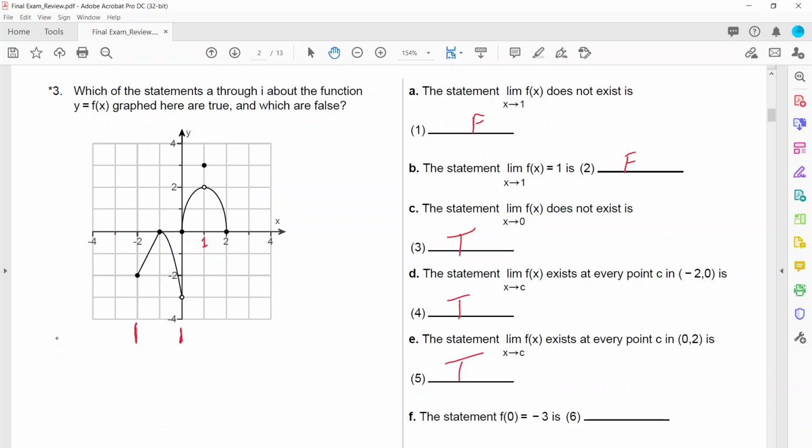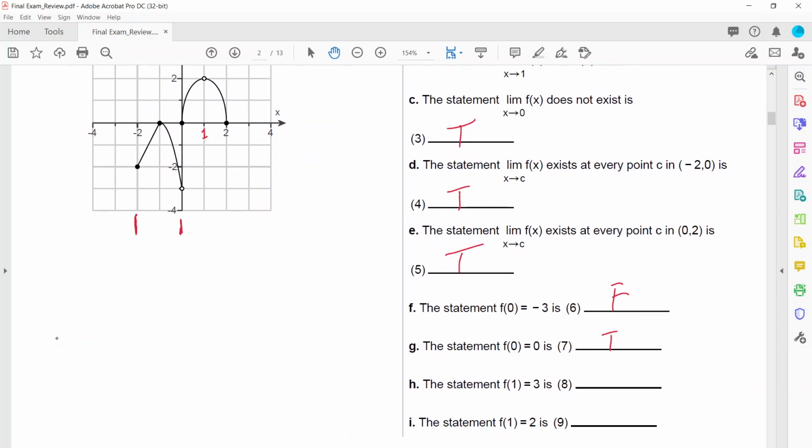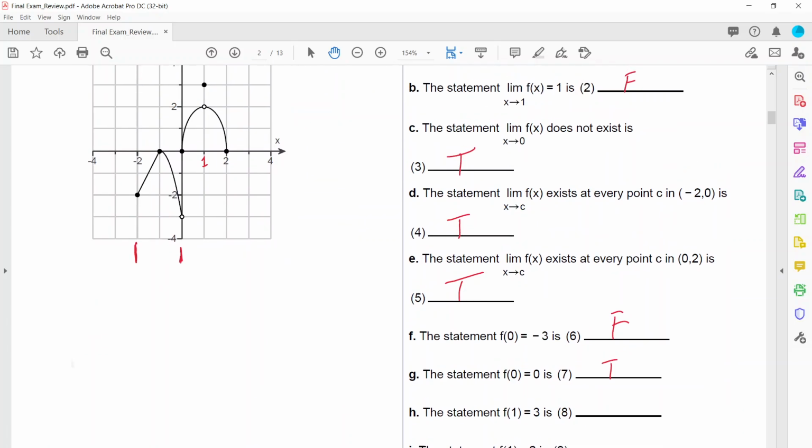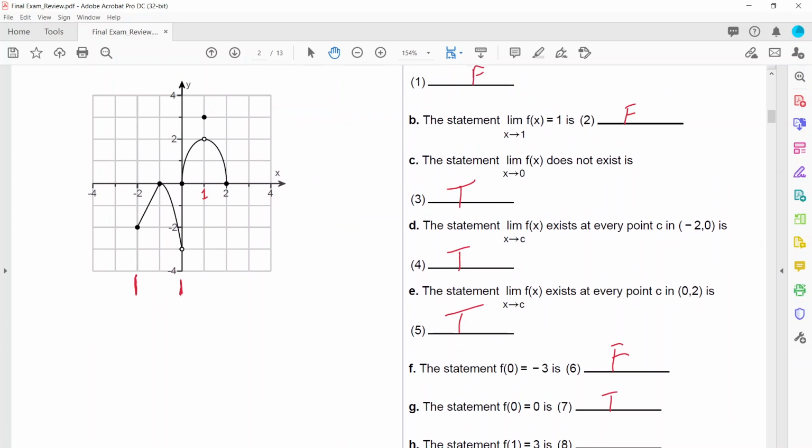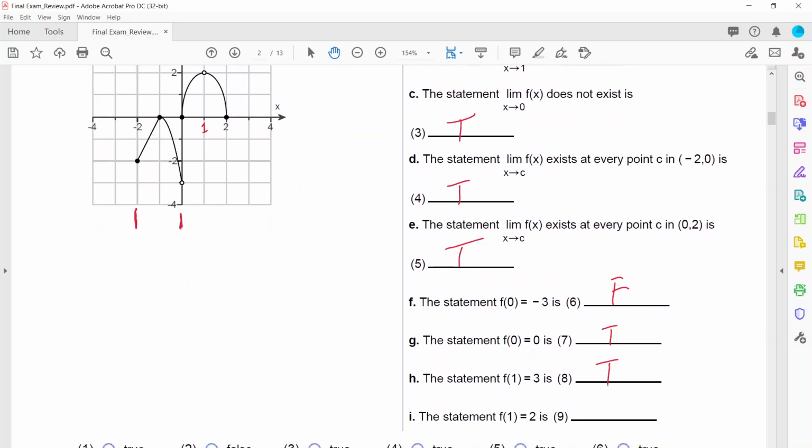For F, the value of the function at 0 is -3. It's not the value, because there is an open circle; the value itself is 0. So this is false. The value of the function at 0 is 0, that is true. And the value of the function at 1 is 3. Look here, the value of the function at 1 is 3, that is true. And then finally, the value of the function at 1 is 2, that's false because we already know that the value of the function at 1 is 3.